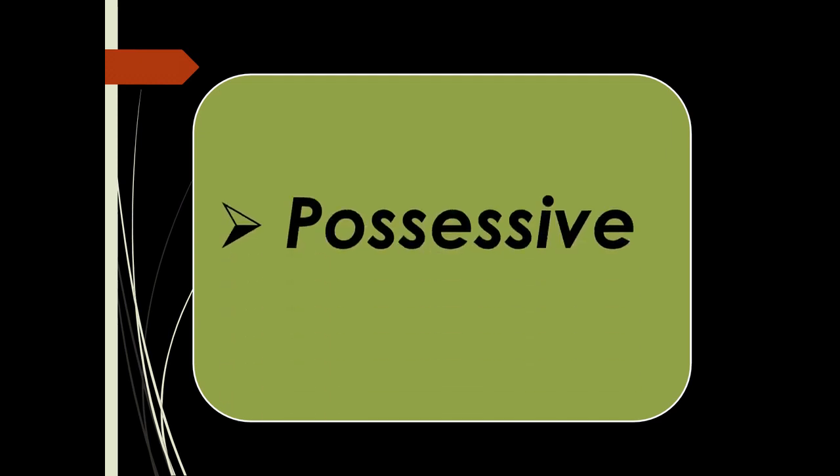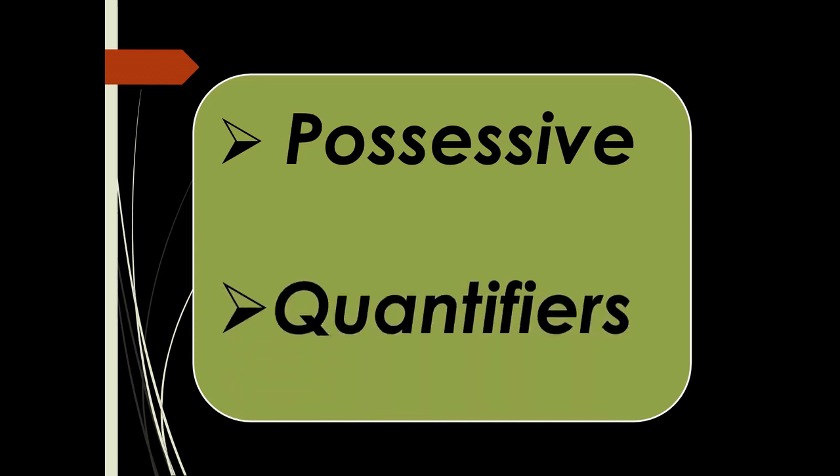I have already explained you two kinds of determiners, that is articles and demonstratives in lecture number 1. So today we shall cover the next two kinds of determiners in this lecture, that is possessive and quantifiers. Rest two kinds will be taught you in the next lecture.